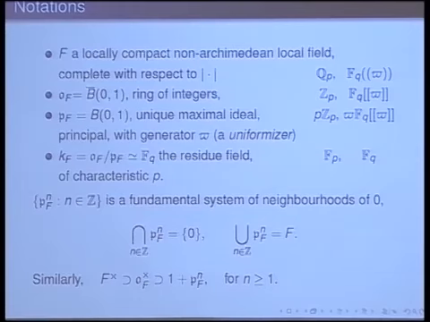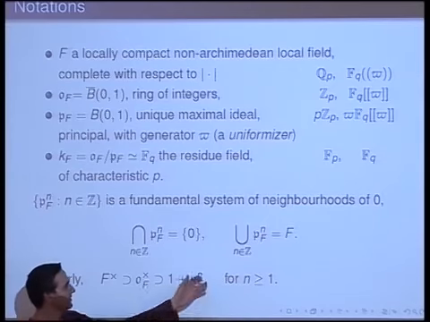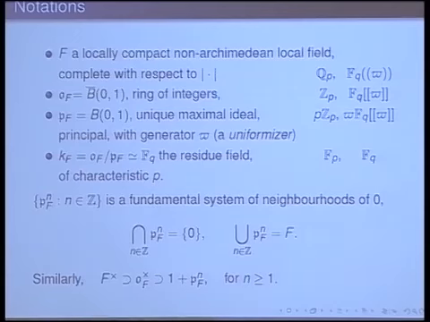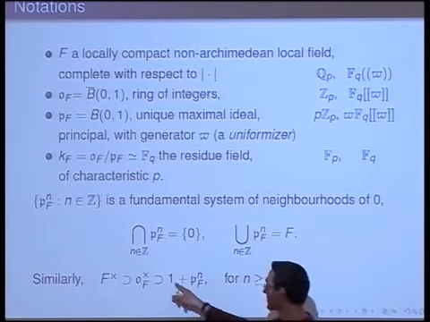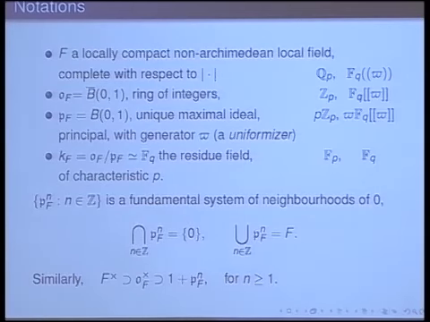And similarly for the multiplicative group of F, which we'll think of as GL1. GL1 has the units of the ring of integers as its unique maximal compact subgroup, and then it has a filtration by the principal units, by powers of the prime ideal again. So F is, I should have said, locally compact and totally disconnected, and again these form a fundamental system of neighborhoods of the identity in GL1.